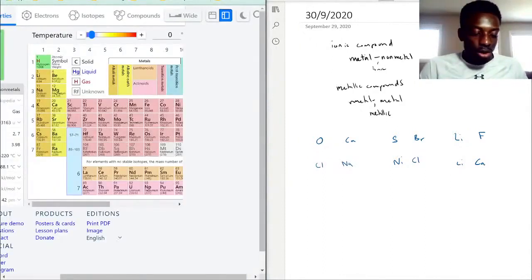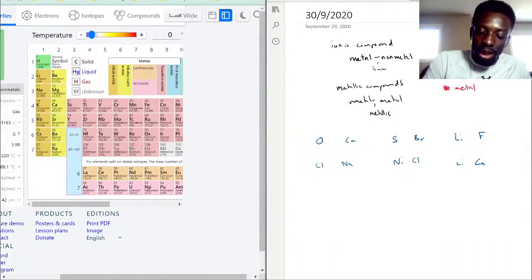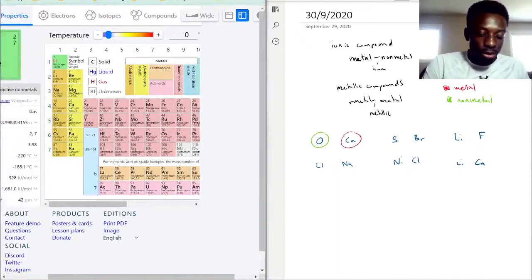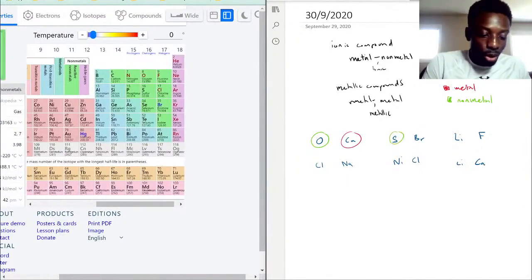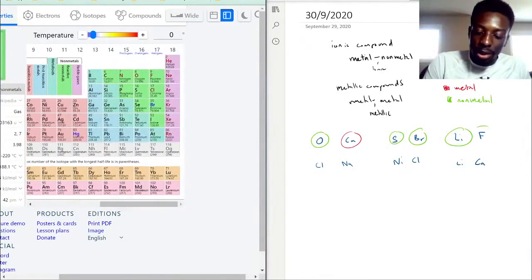So oxygen and calcium. Calcium is an alkaline earth metal. If you remember, we just do the same color coordination. Metal, and this is a non-metal. So oxygen, non-metal. In fact, let's just go through. Calcium, metal. Sulfur is a non-metal. Bromine, also non-metal. Lithium is a metal. Fluorine is a non-metal. Whoops, different colors.